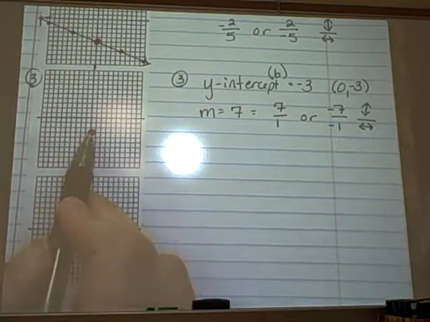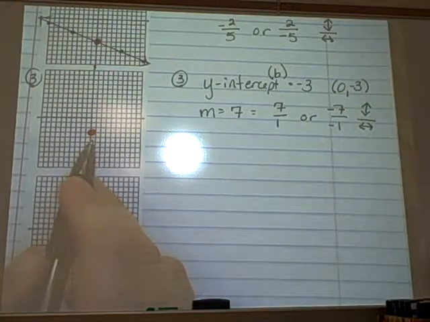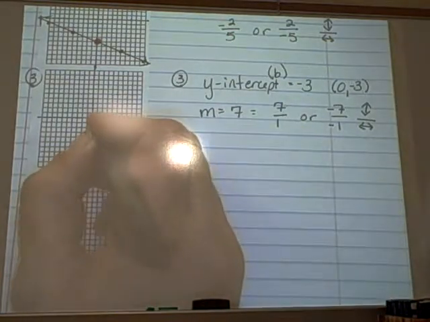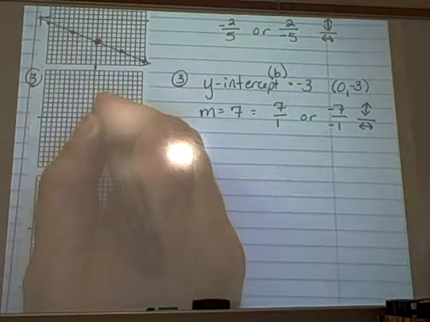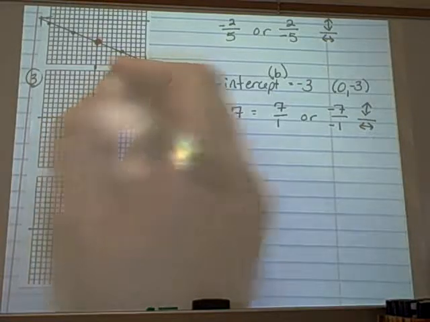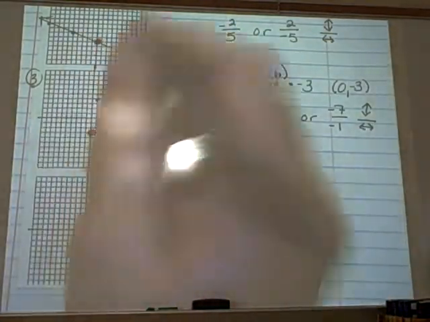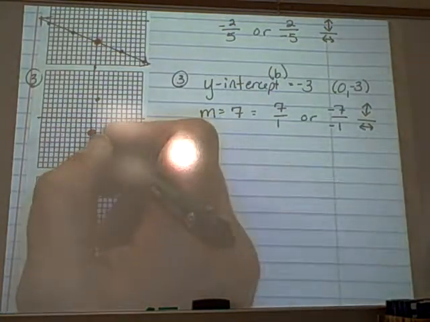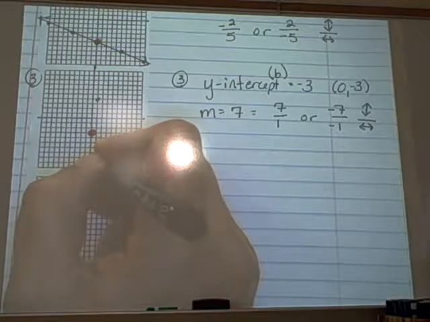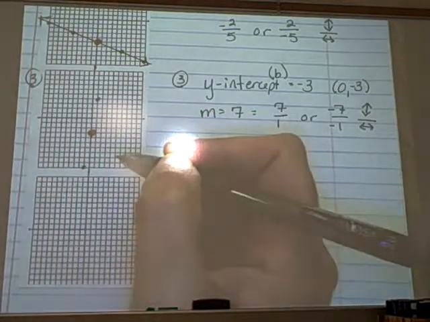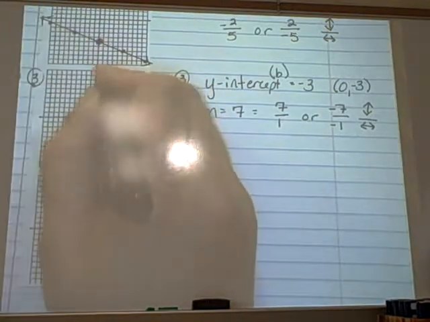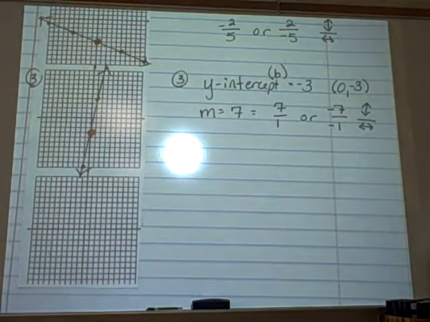I'm going to start at my beginning point, which in this case is my y-intercept. And this one I'm going to go up 7 and to the right 1. So 1, 2, 3, 4, 5, 6, 7, 1. That's a pretty steep line. And I can't go again because there's not 7 lines. So I'm going to have to go back and go down 7, 6, 7, and to the left 1. That's a pretty steep line right there.